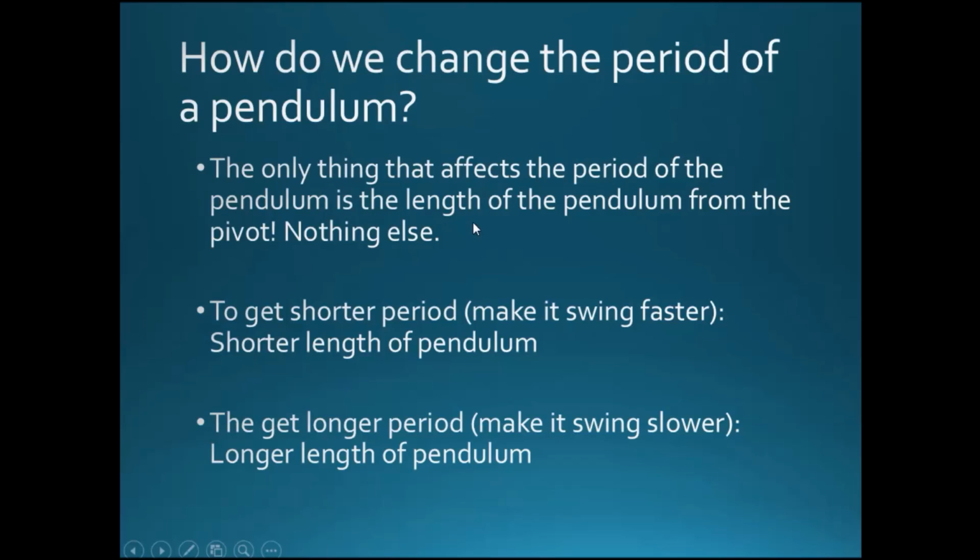So to get a shorter period, to make it swing faster, you should get a shorter length of pendulum. Then to get a longer period, which makes it swing slower, you need to get a longer length of pendulum.